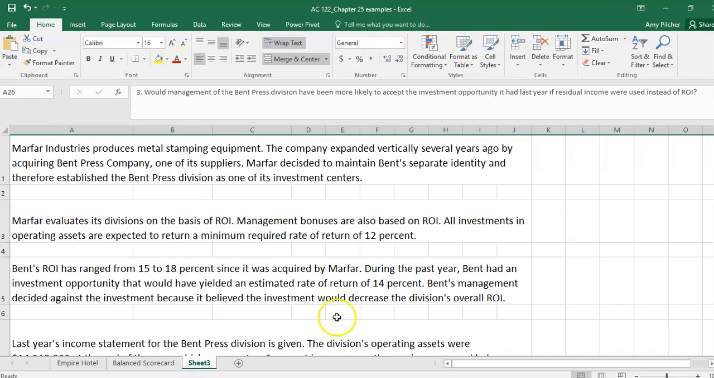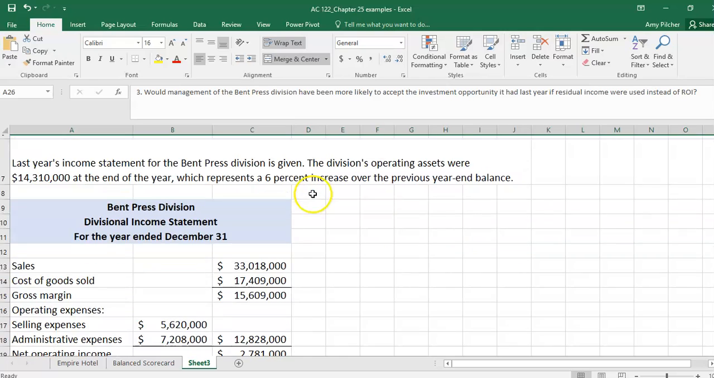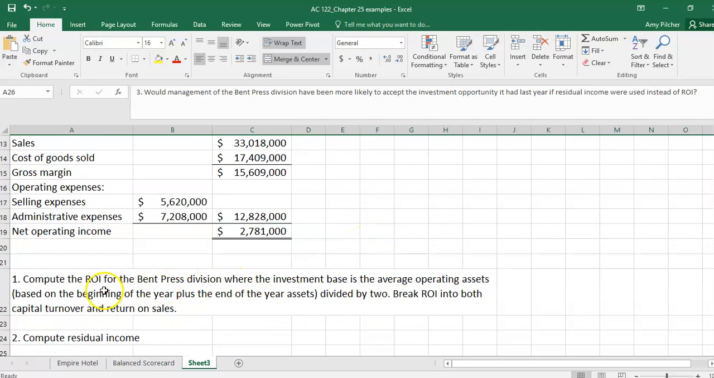The last example that we have here is looking at a division that was purchased by a company. And this division historically has very high return on investment, higher than the company's minimum rate of 12%. Even though they historically have a high return on investment, they're still rejecting investment opportunities. So we want to calculate what their ROI is and what their residual income is.